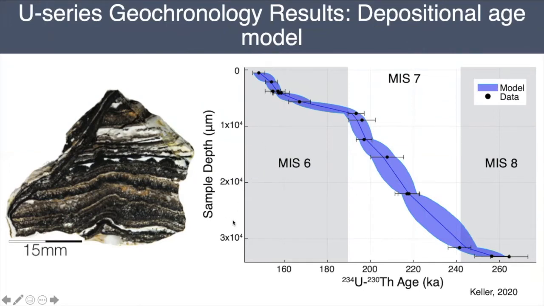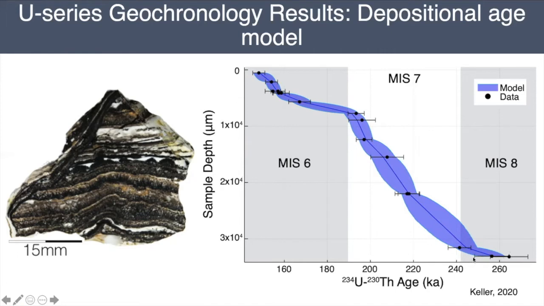On the y-axis, we have depth. On the x-axis, we have our uranium series age. And the main takeaway, just from looking at this plot briefly, is that where we have thick opal layers down here at the bottom and up here at the top, those opal layers are forming slowly.